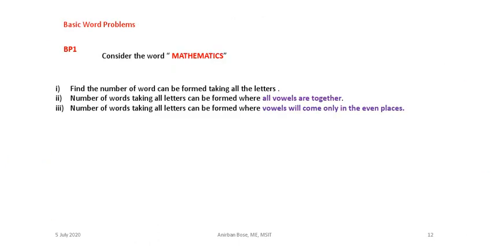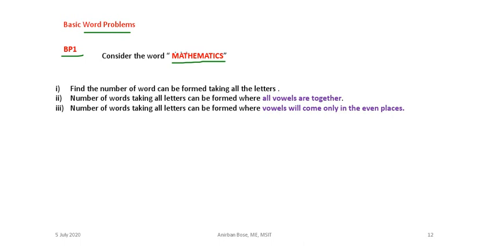Now coming to some of the basic types of problems which are common in permutation and combination, let us discuss those problems. So first, consider the word mathematics. We are now discussing some word problems from permutations. In the word mathematics, the question is, find the number of words that can be formed taking all the letters. So first of all, calculate how many letters are there in total.